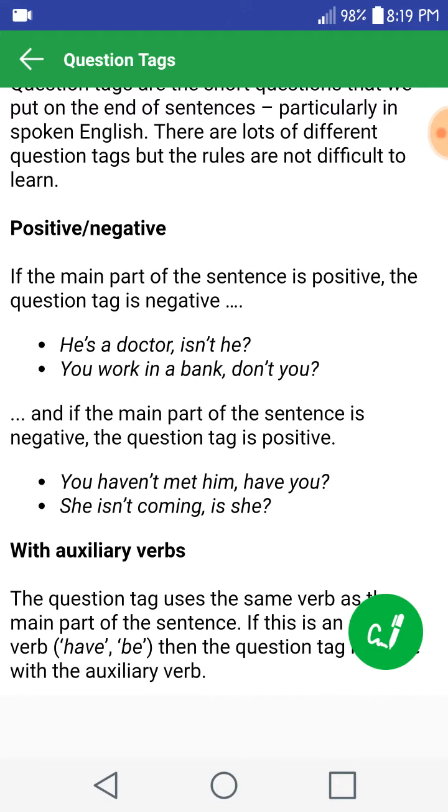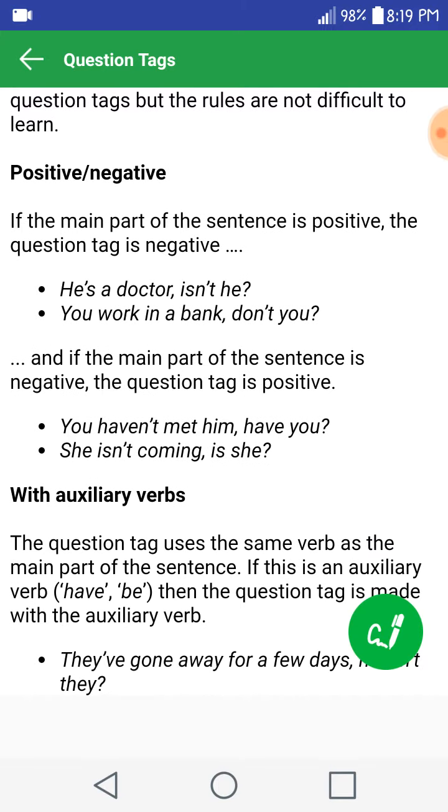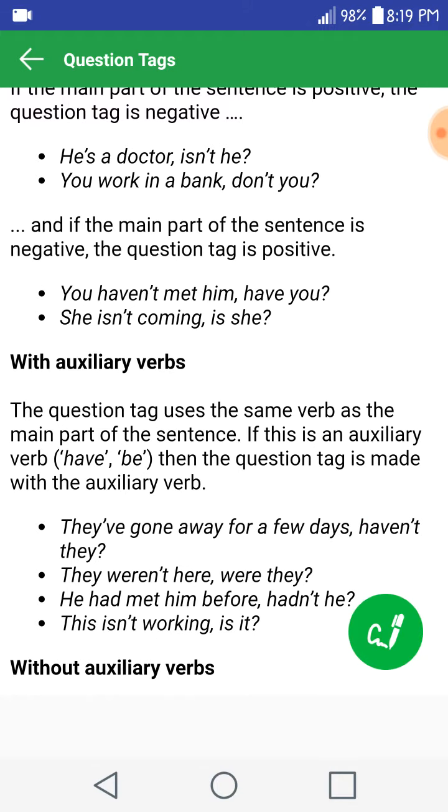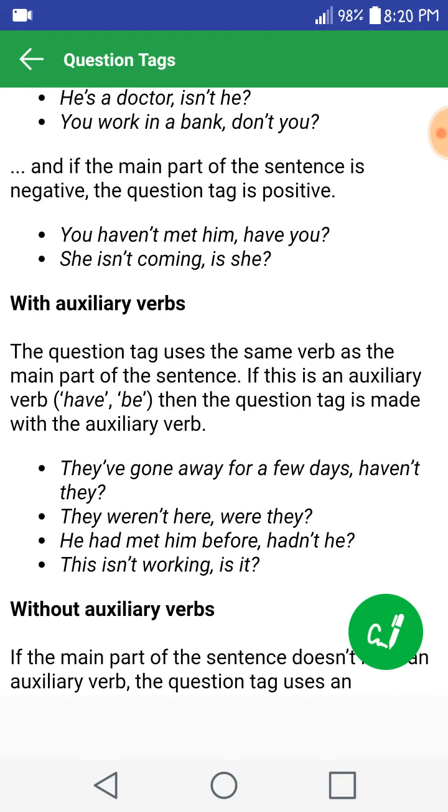Positive plus negative. How? If the main part of the sentence is positive, the question tag is negative. He is a doctor, isn't he? You work in the bank, don't you? And if the main part of the sentence is negative, the question tag is positive. You haven't met him, have you? She isn't coming, is she?